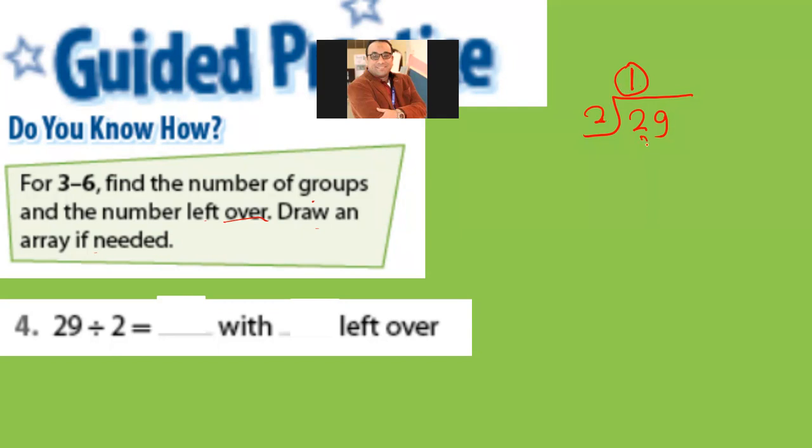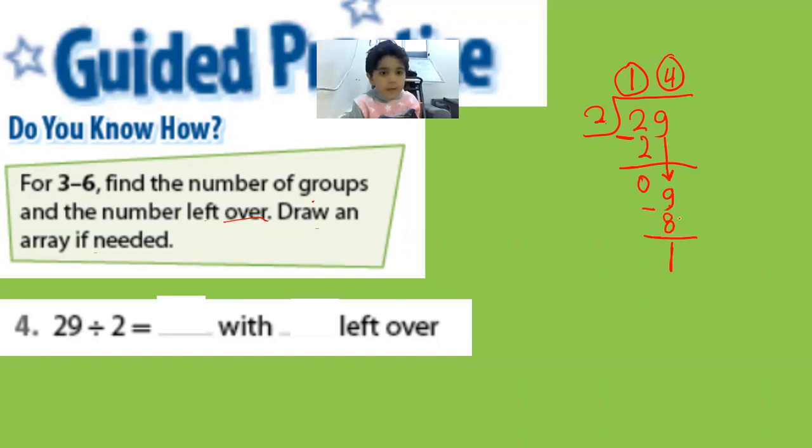Multiply by 2, you will get 2. It is 2. 2 minus 2 equals 0. Am I right? Okay. Now I need to divide this 9. 9 divided by 2 equals what? What is the number that, if you multiply by 2, you will get 9? It is 4. 4 by 2 equals 8. Nothing gives 9, but the closest number is 8. 9 minus 8 equals 1.